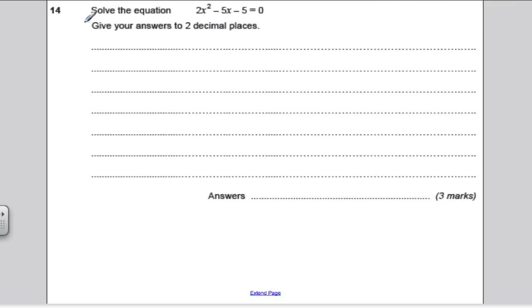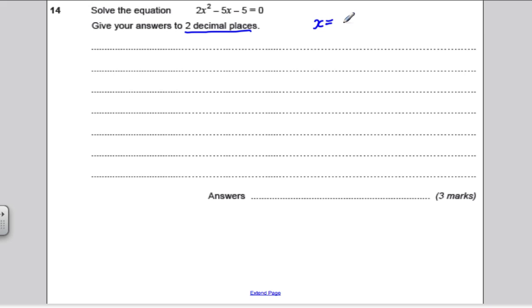Okay, question 14. Solve the following equal to 0, giving your answer to 2 decimal places. Now, how do we do this? Well, we've got a quadratic because it's got an x squared. It's an equation because we've got an equal sign and it's equal to 0. Because the question asks us to work out to 2 decimal places, it suggests using the quadratic formula, which is given in your formula booklet.